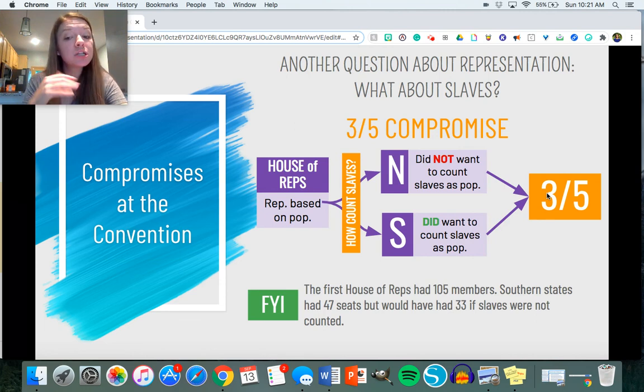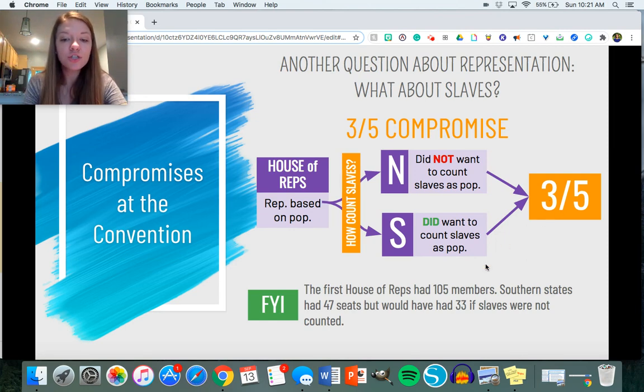Okay? Please do not confuse counting slaves toward representation and population as slaves actually voting. The slaves did not have the right to vote in either the North or the South. So that is not what we're talking about here. We're simply talking about, should they count toward the number of people living in the state?